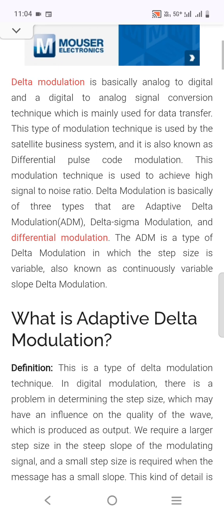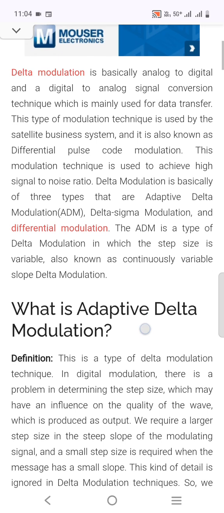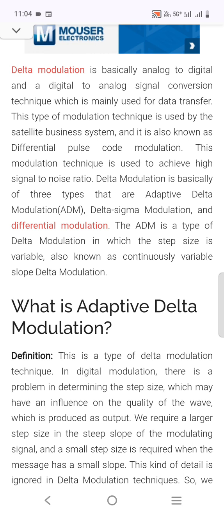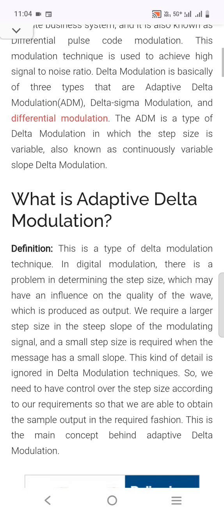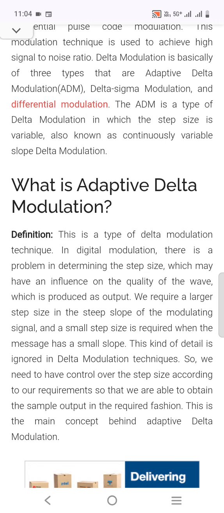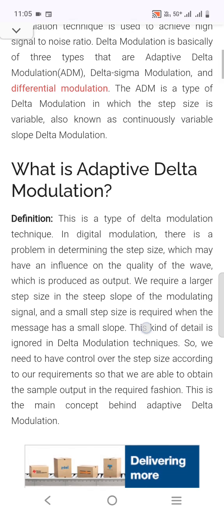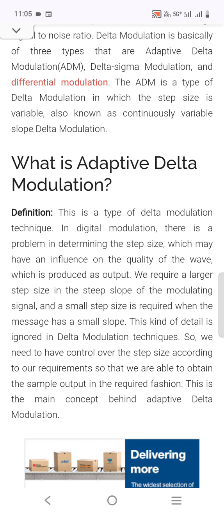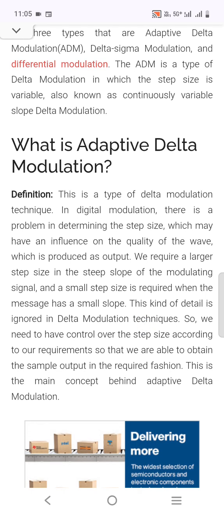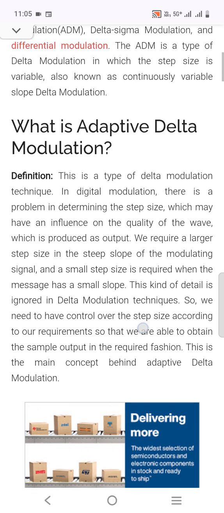The ADM is a type of delta modulation in which the step size is variable, and it is also known as continuously variable slope delta modulation. Adaptive delta modulation is a type of delta modulation technique. In delta modulation, there is a problem in determining the step size, which may have an influence on the quality of the wave which is produced as output.